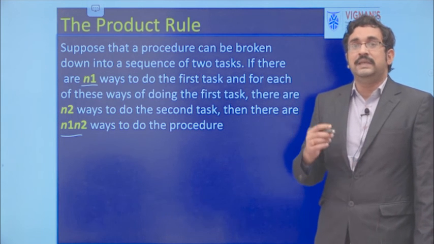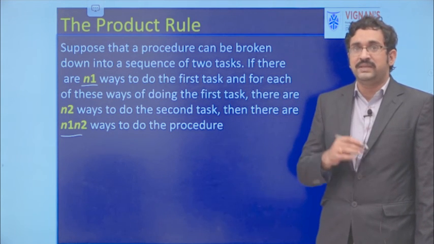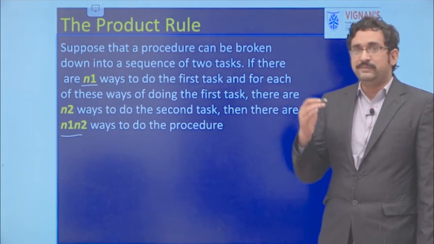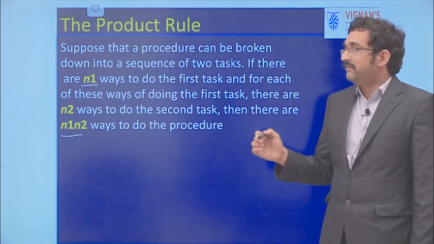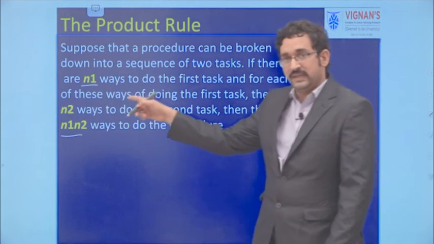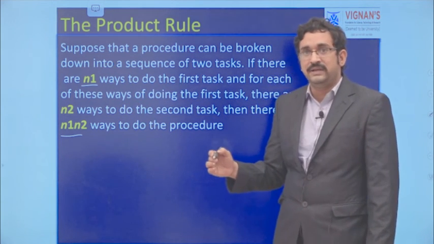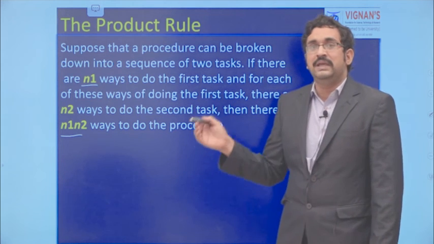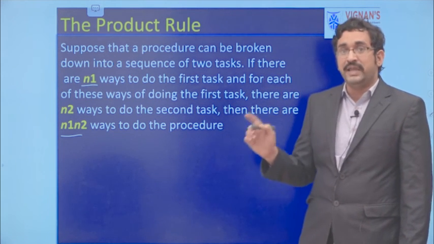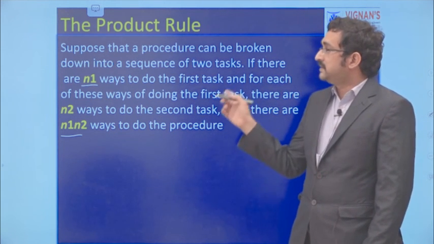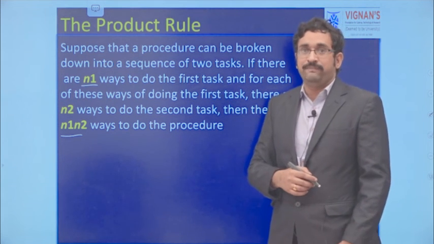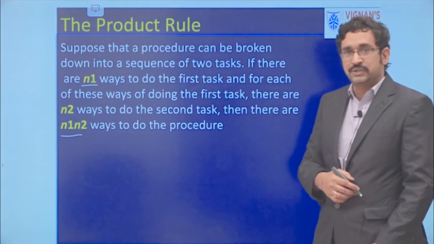That means here some procedure which has to be executed will be split into two tasks. One task can be done in n1 ways and another task can be done in n2 ways. Then there will be a total of n1 into n2 ways to execute the procedure. So this rule is called the product rule.